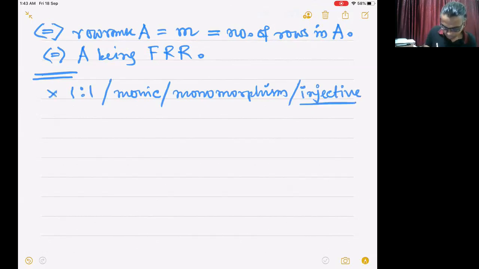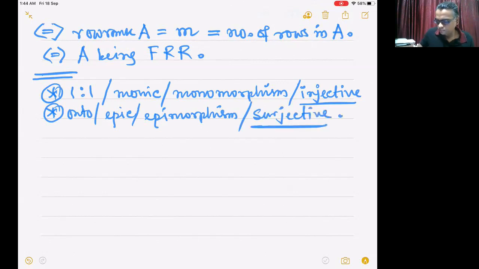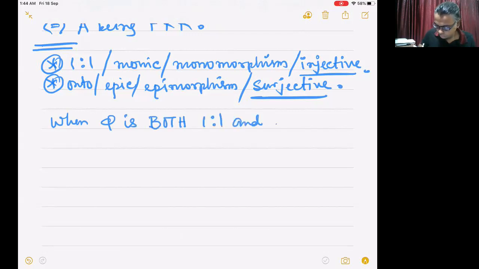Similarly, likewise, onto, epic, epimorphism, surjective. Some people also call it surjective. Okay. Now, when a map phi is both one-to-one and onto, then phi is called an isomorphism.